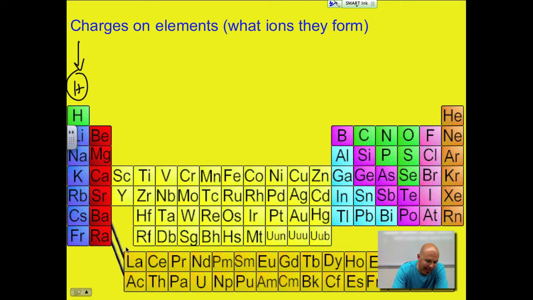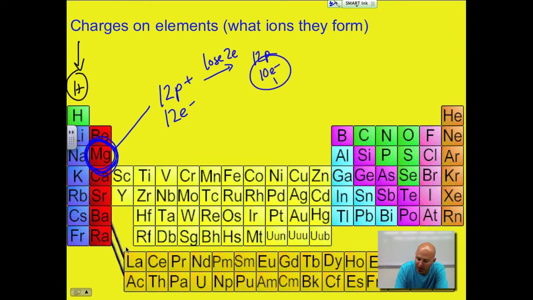If you look at the next family, magnesium, let's say. Magnesium has 12 protons, 12 electrons. And you can tell very easily that if it loses 2 electrons, it would still have 12 protons, 10 electrons. That is like neon. So losing 2, magnesium would form a 2 plus.